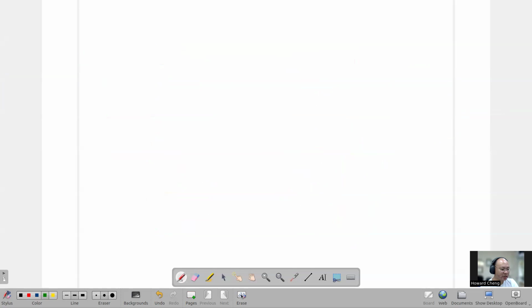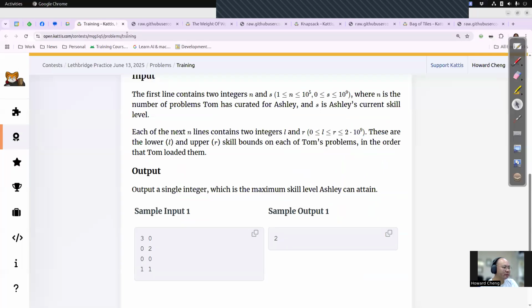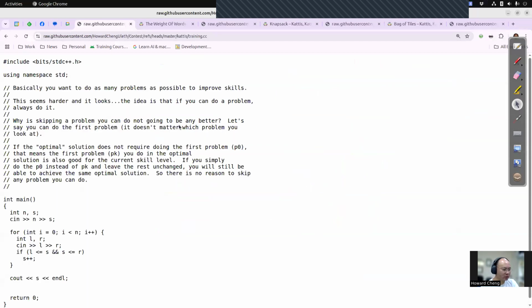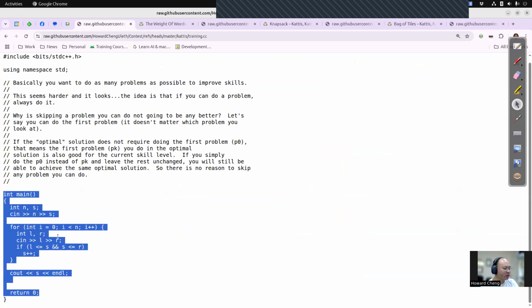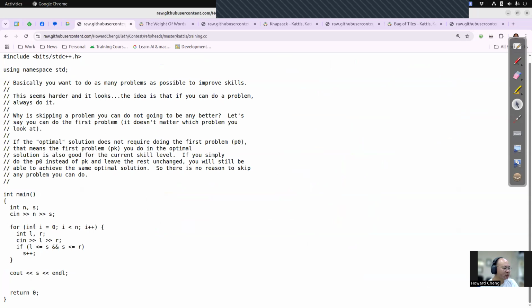The conclusion is all you have to do is go through the problems one at a time and keep track of which problems you can do. And as soon as you see one that you can do, do it. So here's the solution. I wrote a lot of comments, but the code itself is relatively easy. I read in N, I read in S, go through each problem, read in L and R. If it's in the right range, I do it. And whenever I do a problem, the skill level goes up.